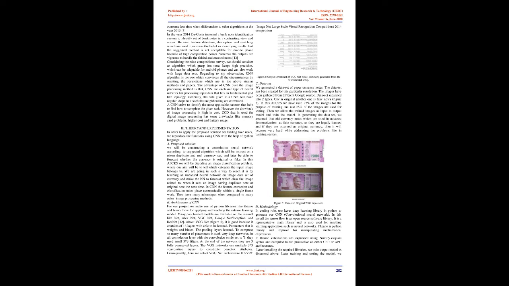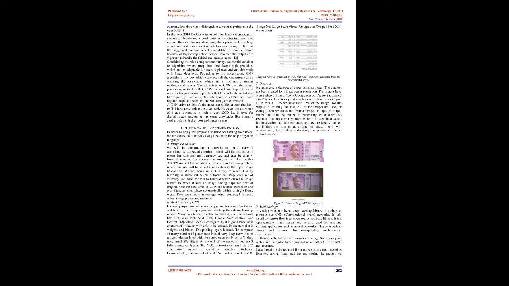3. Theory and experimentation. In order to apply the proposed solution for finding fake notes, we reproduce the functions using CNN with the help of Python language. A proposed solution: we will be constructing a convolutional neural network according to the suggested algorithm, which will be trained on a given duplicate and real currency set, and later be able to forecast whether the currency is original or fake. In this, we will be solving an image classification problem, where our aim is to tell which category the input image belongs to.